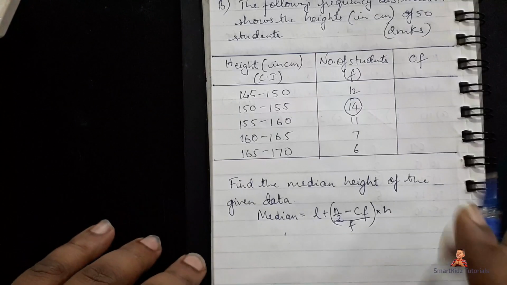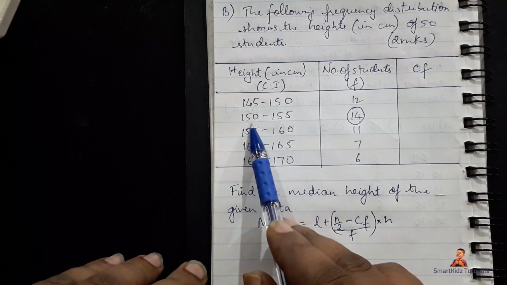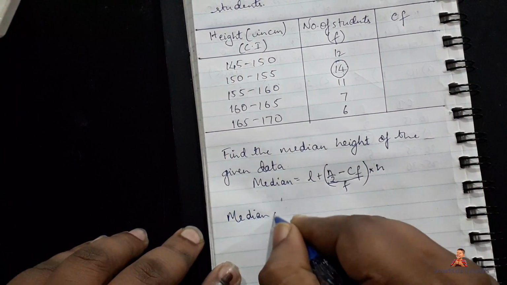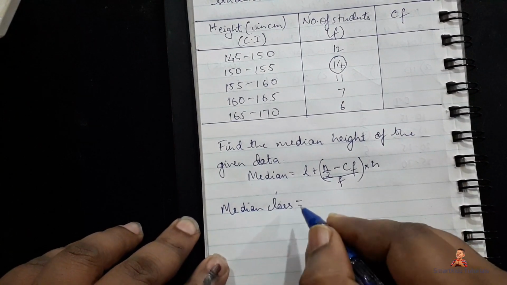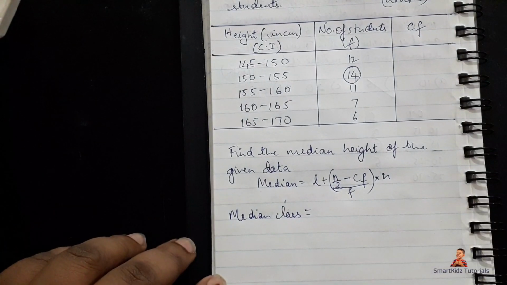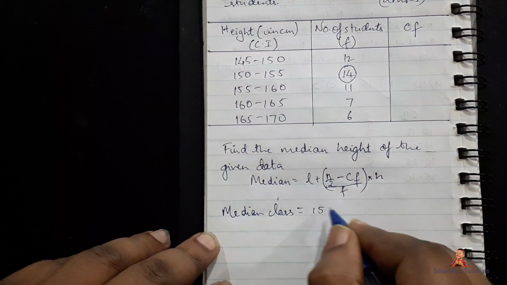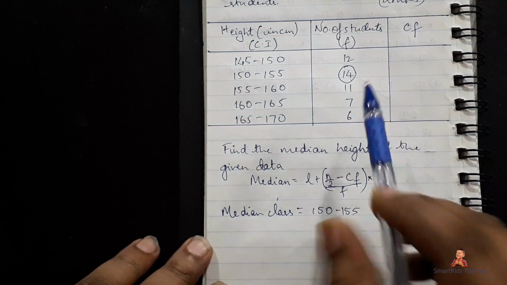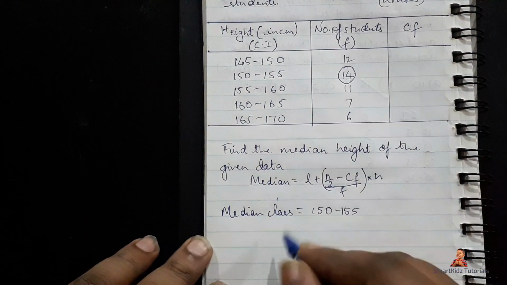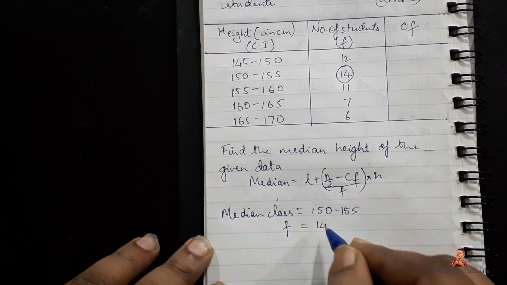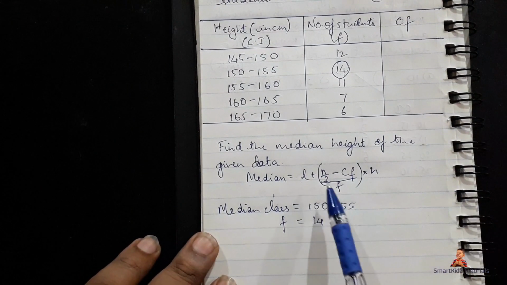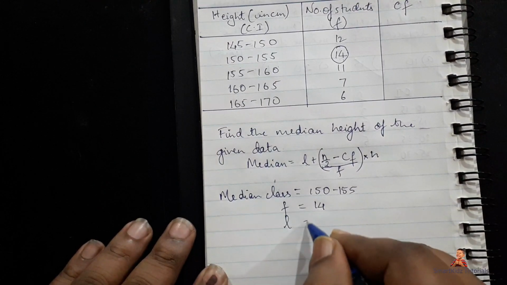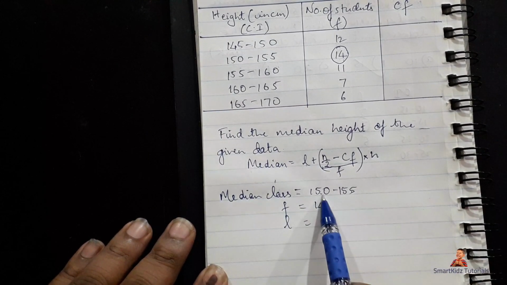Now first we need to note down our median class. So our median class is, as we have noted, 150 to 155. So we'll write down median class equal to 150 to 155. Next, this becomes our frequency F, 14. Then next we see L. Now L is actually the lower limit of the median class. So median class is 150 to 155, the lower limit is 150.